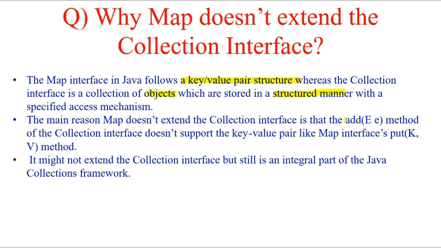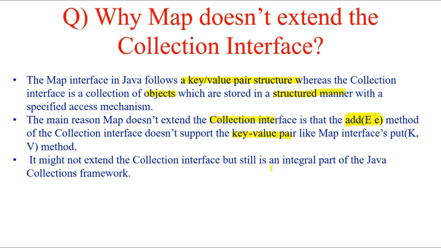And the main reason why Map does not extend this is: how do you add elements in a collection? If you add an element in a collection, you always use the add method, where you pass an object and that object will be added to the collection. But the Map interface does not support just one element, it also supports a key-value pair. So it's like put(K, V), key and value both. Hence, it cannot extend the Collection interface.